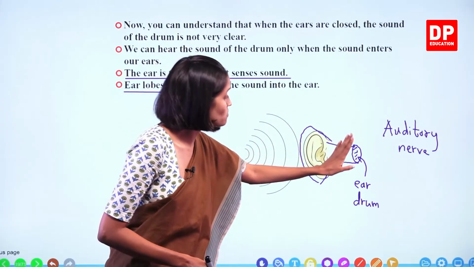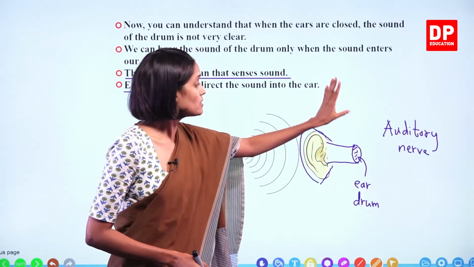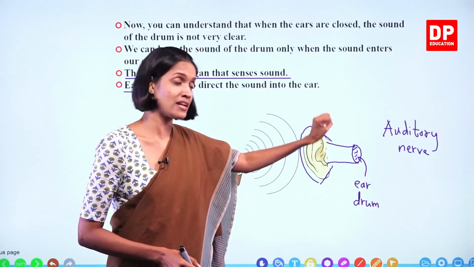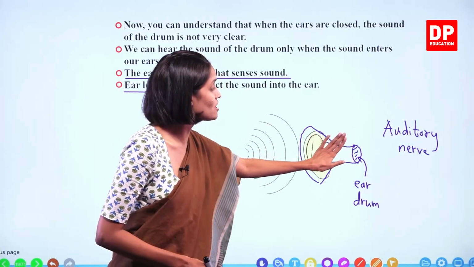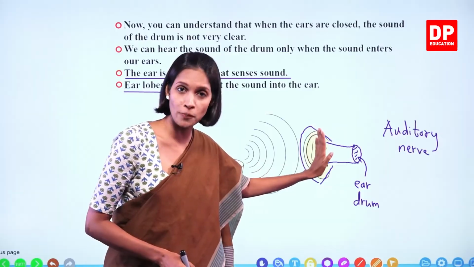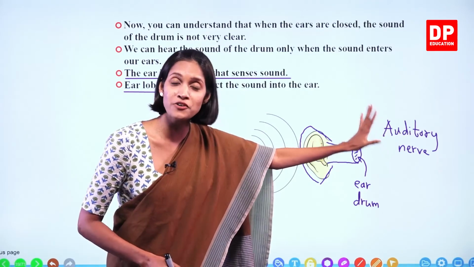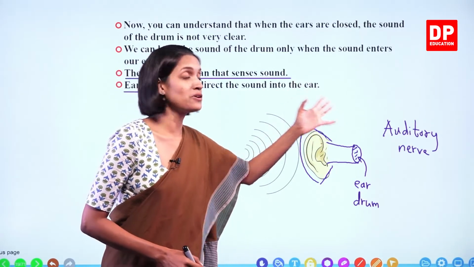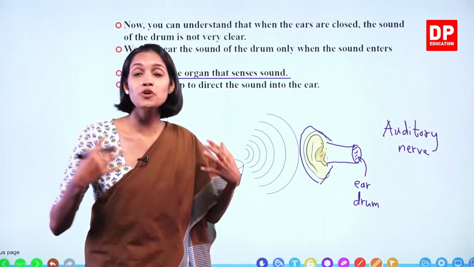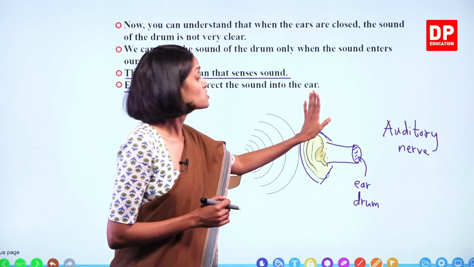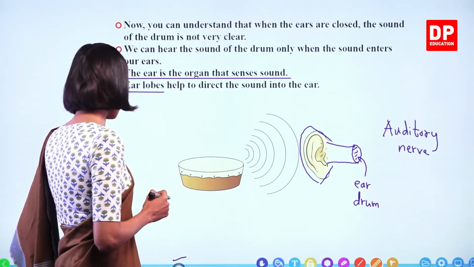Okay, children, this vibration spreads to the inner part of the ear, where there are special cells that can understand the vibrations, and this message is sent to the brain. So what will happen if the eardrum is damaged? It cannot vibrate properly. If it cannot vibrate properly, it cannot send the vibration to the inner part of the ear. So your brain cannot understand what type of sound is produced if it doesn't get proper messages. Okay, children? So it's very important to protect your ears from these types of damages.